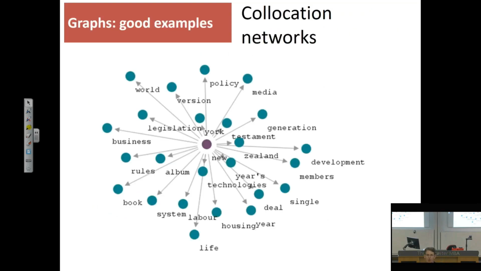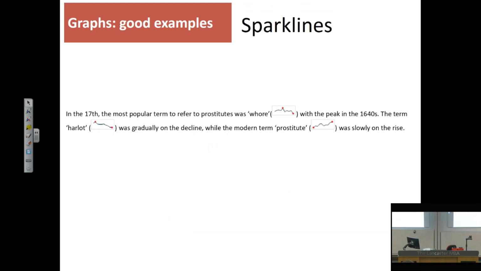We talked about collocation networks, so again, an alternative to a table when we want to display collocation relationships. I'm not sure if you are familiar with sparklines, but sparklines are really, really useful if you want to see some clear trends in data and have a brief summary. A sparkline is a tiny graph that takes up the space of a single word, right?